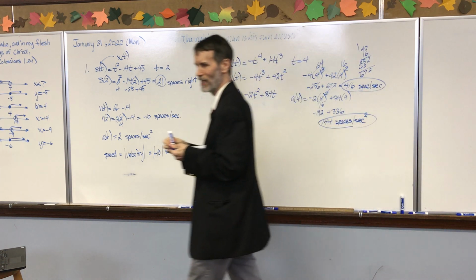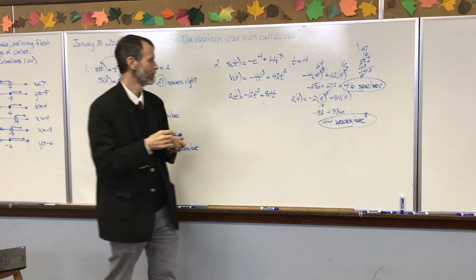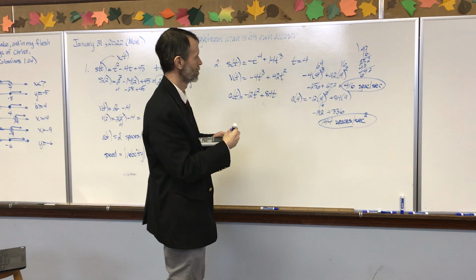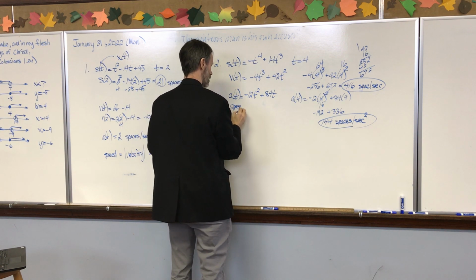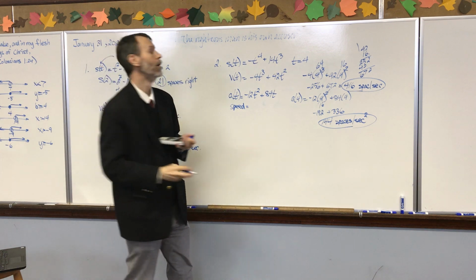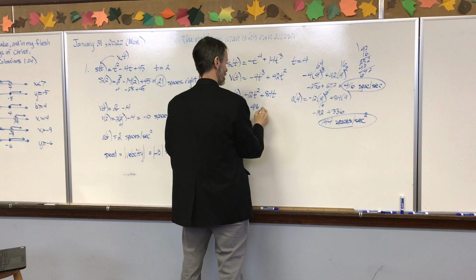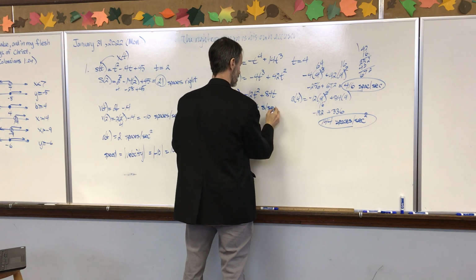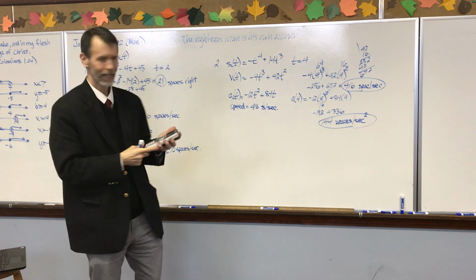Can somebody give me the speed off the top of your head? Pete? So would that just be the absolute value of the velocity? Correct. So that'd just be 416. Still positive 416 what? Spaces per second. Correct. Does that make sense? That's all you needed for number 1 and number 2.